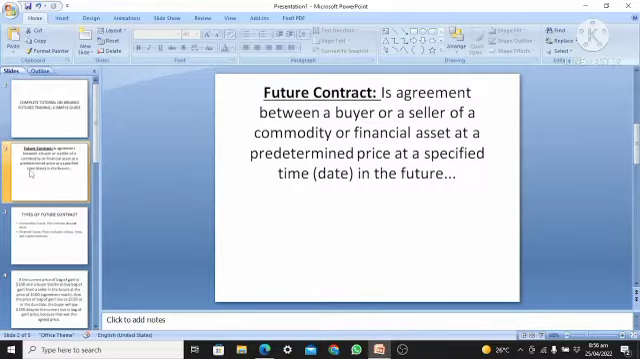Let's assume you have predetermined that this market is going to go up, and you want to long the market, or the market is going to go down and you want to short the market. That is what a futures contract is all about. It's an agreement between a buyer and a seller. That is all in all.